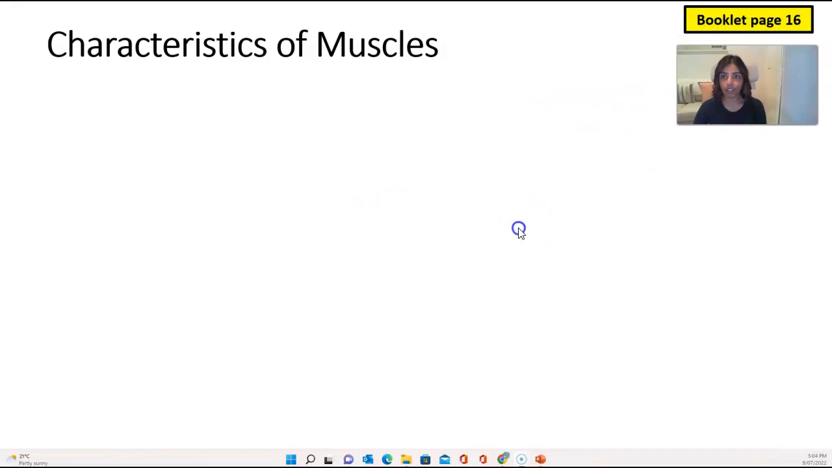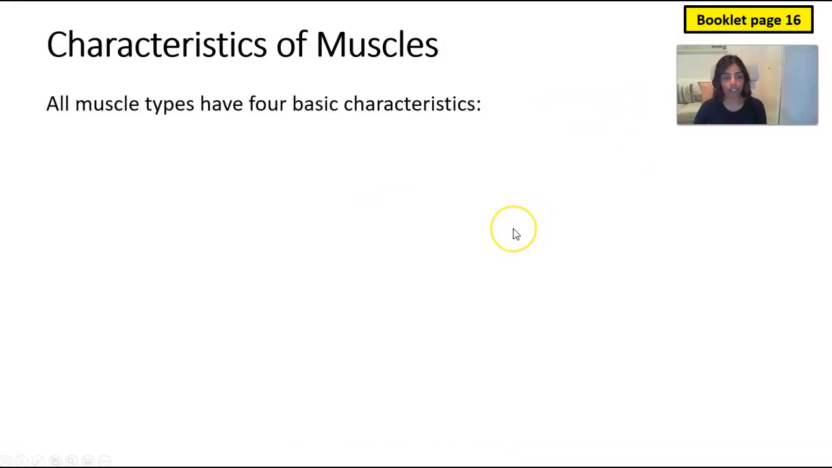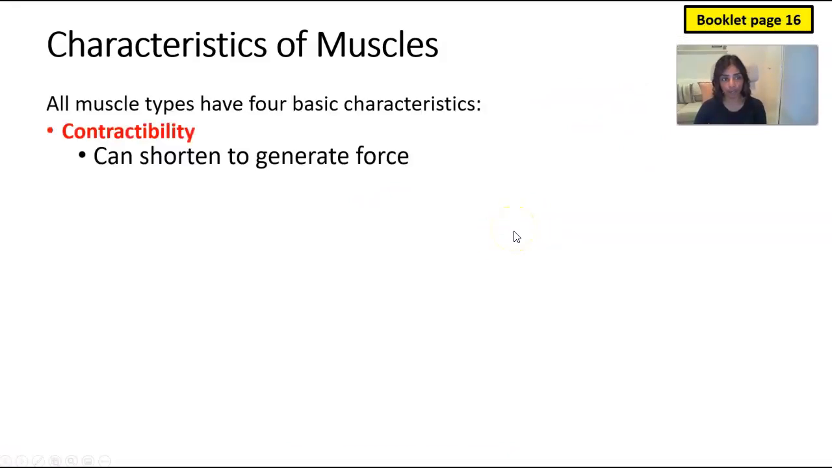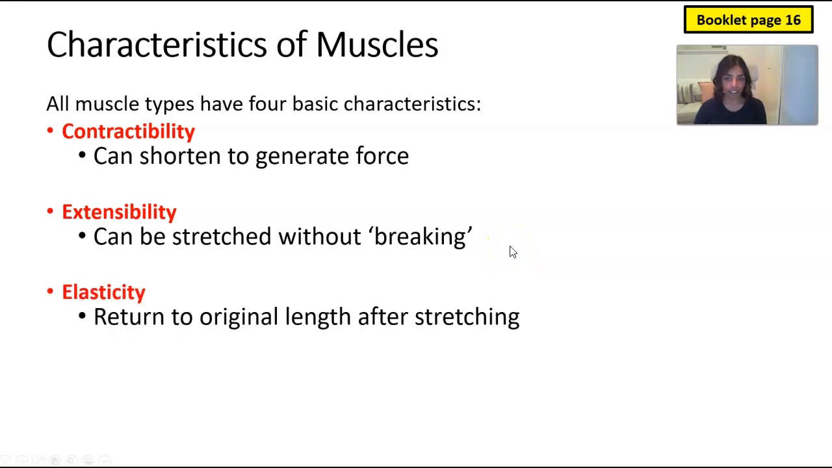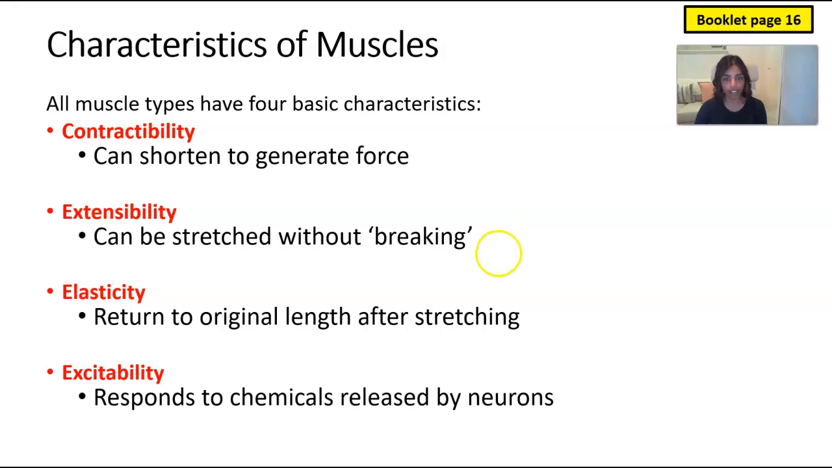Now, when we look at the characteristics of muscles, we need to know the four basic types. So muscles have contractibility, so they can generate force by shortening. They have extensibility, which means they can be stretched without breaking. They are elastic, so they can return to their original shape after that extensibility. And they will respond to chemicals released by neurons, neurotransmitters, which means they are excitable.